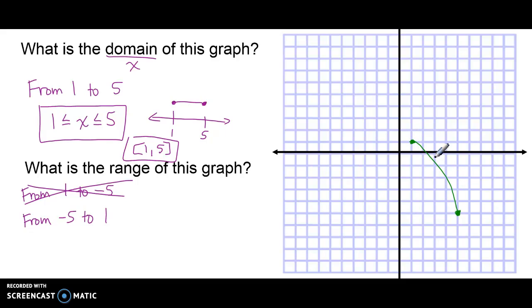You're looking left to right from what we did a second ago, so now you have to realize you're looking bottom to top, -5 to 1. So you could write that in inequality form like this, or you could write it in interval notation form like that.